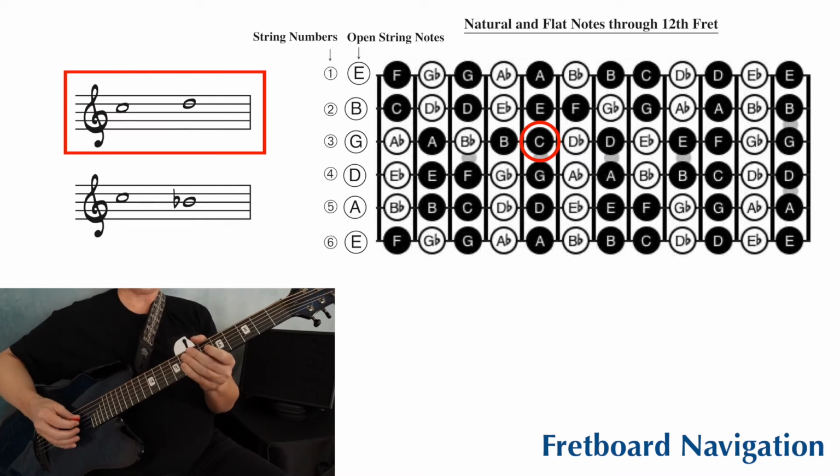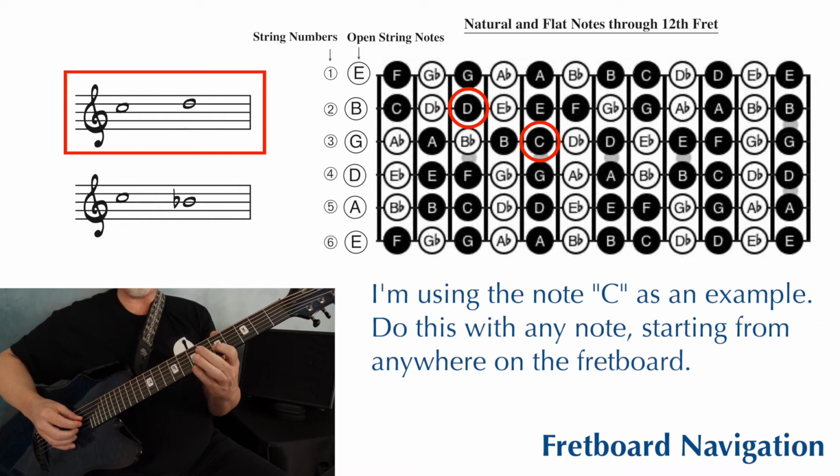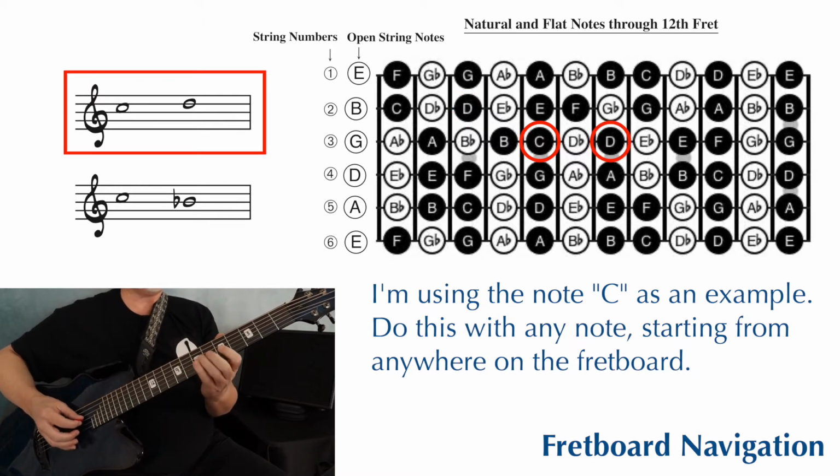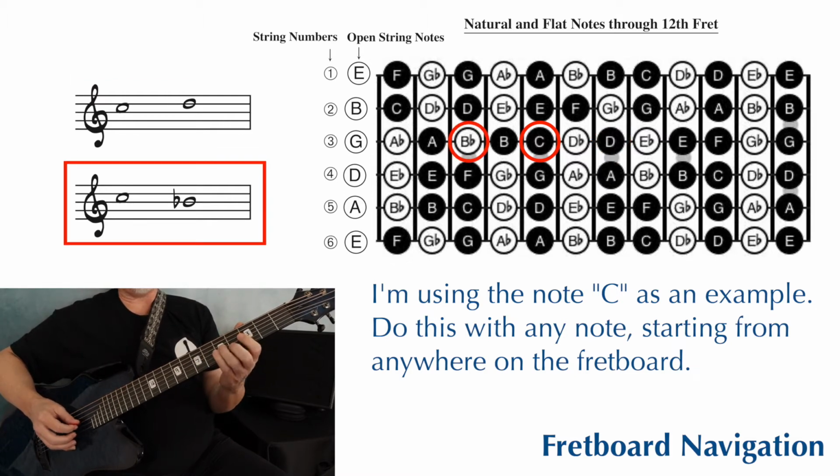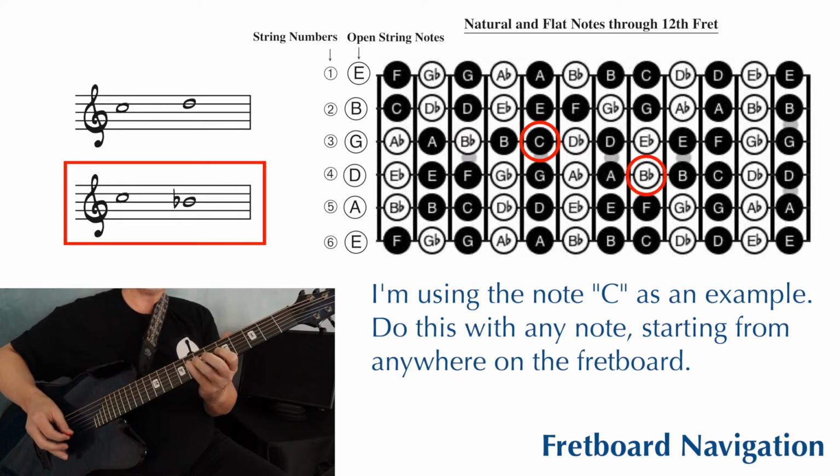And then do the same thing with your whole steps. So a whole step above a C is a D, so C, D, C, D. Whole step below a C, a B flat, C, B flat, C, B flat.